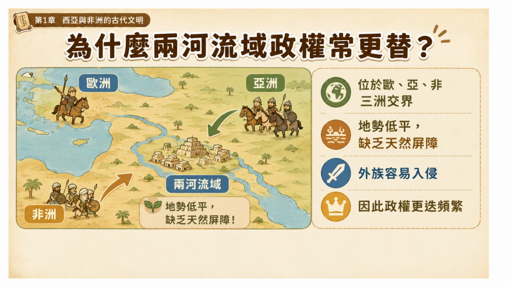The map shows that Mesopotamia stood near the meeting point of Europe, Asia, and Africa. The land was mostly low and flat, with few natural barriers. Because of this, outside groups could enter the region more easily. This made invasions and political changes more frequent. So the same open geography that helped exchange also brought instability.